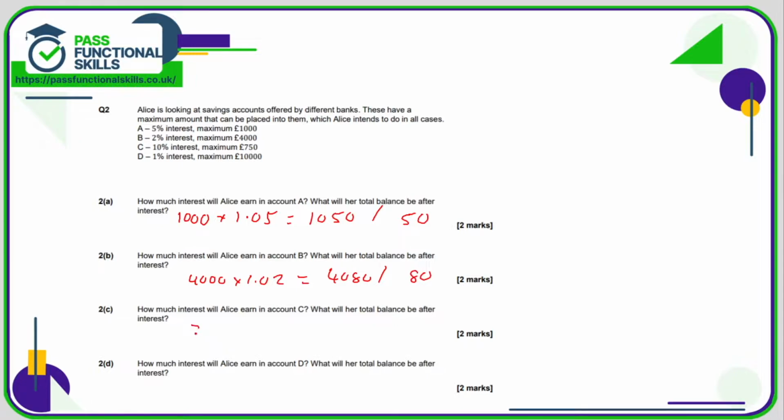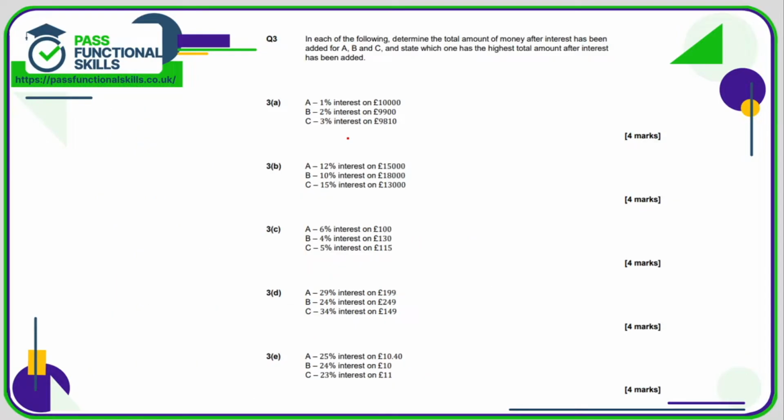And in C it's going to be 750 multiplied by 1.1, which is 825, so therefore 825 minus 750, that is £75 interest. And in D it's going to be 10,000 multiplied by 1.01, which is 10,100, so the interest amount is £100.